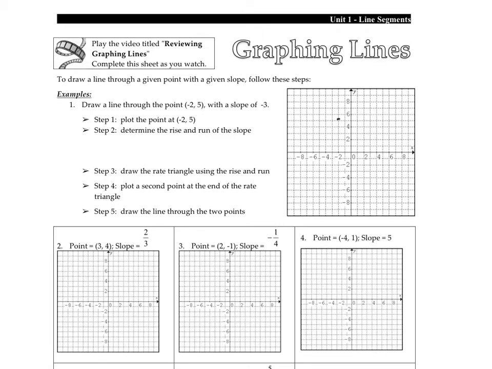Okay, and then we're going to look at our slope and determine the rise and the run. So I'm going to write -3. Now, whenever we have rise and run, we see it as a fraction. So I'm going to write it as -3/1. And now my rise is -3 and my run is 1.